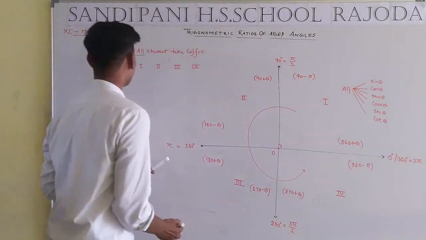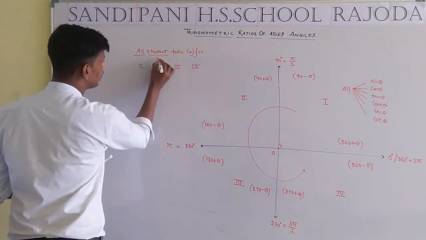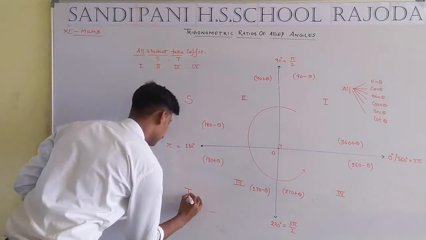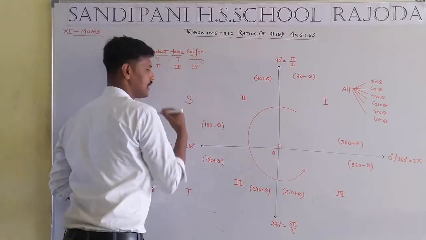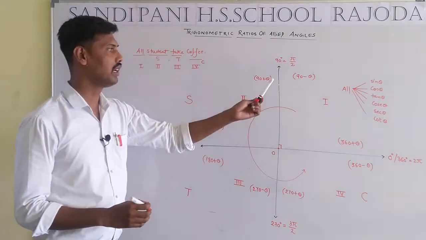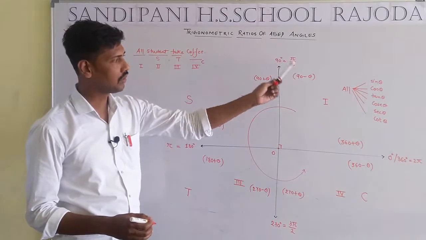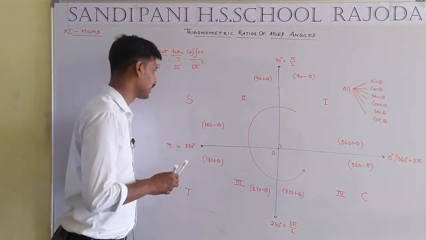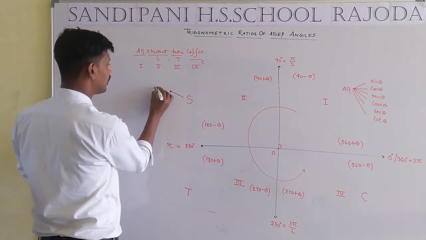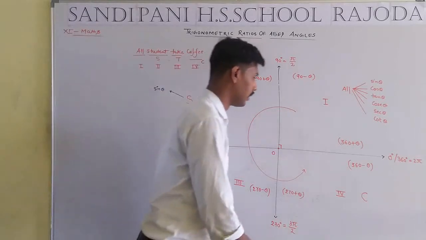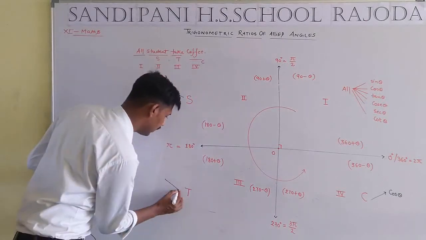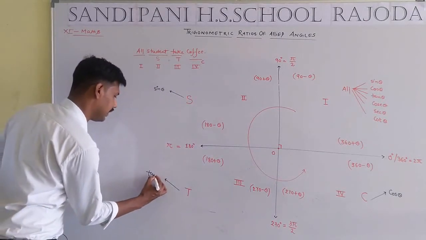But in the case of student, that means S. Take, that means T, and coffee, that means C. All student take coffee. All means sin theta, cos theta, tan theta, cosec theta, sec theta and cot theta. But in the case of S, what is the meaning of S? S represents sin theta, and C represents cos theta, and T represents tan theta.